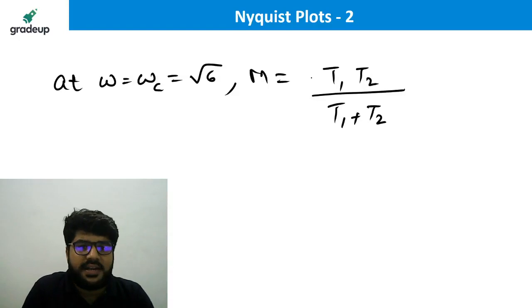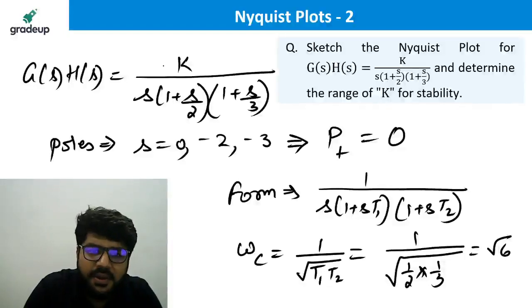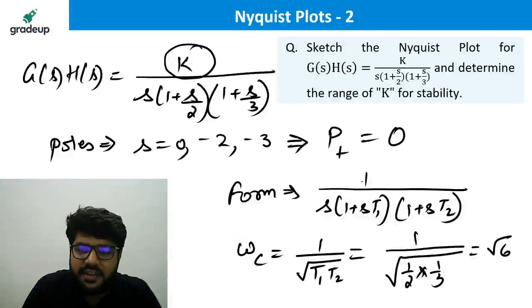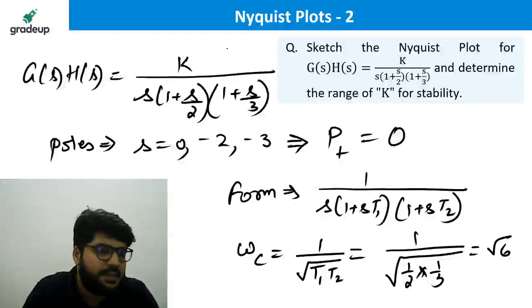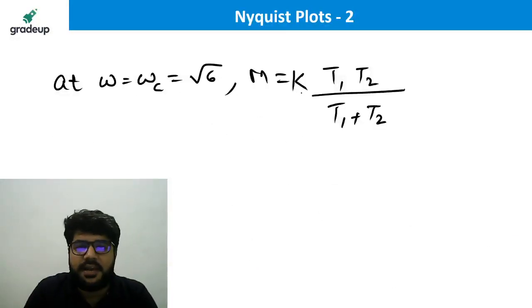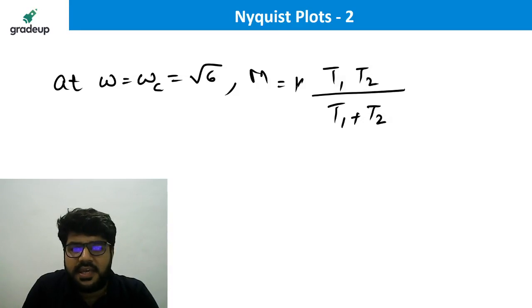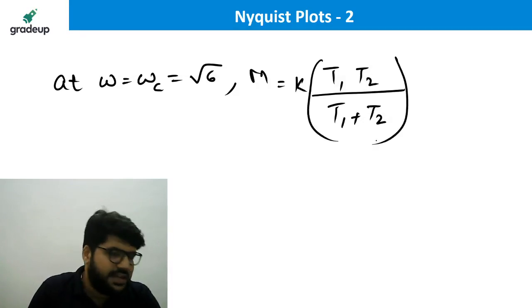T1, T2 divided by T1 plus T2. It will be multiplied by K because in that question we had taken the numerator as 1, but now the numerator is multiplied by K. So the gain is multiplied by K. It is K into T1, T2 divided by T1 plus T2.